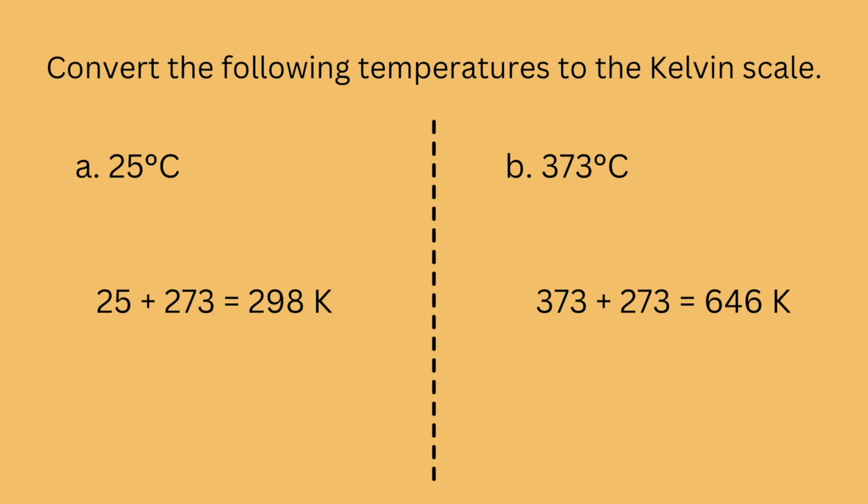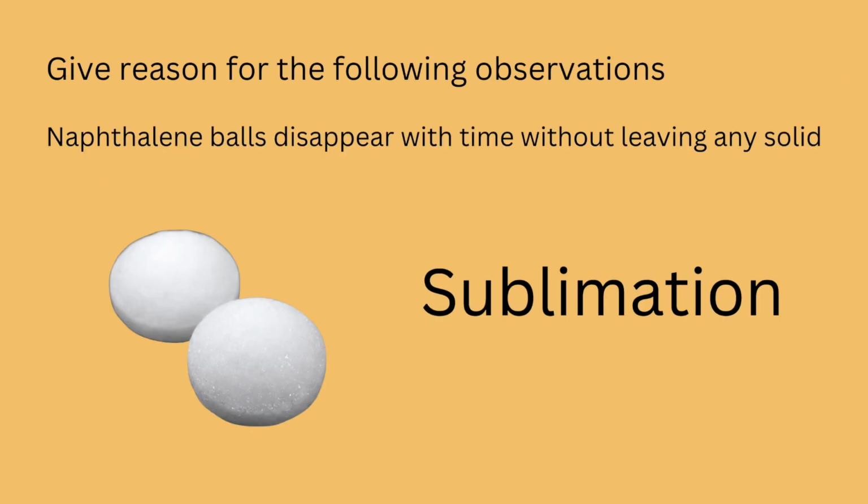You just have to remember that one single number, 273. If you add it to Celsius, it gives you Kelvin. If you subtract it from Kelvin, it gives you Celsius. That is all to it. Now we are moving to the next question.